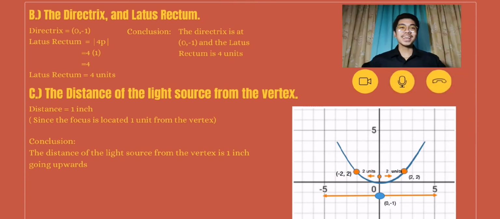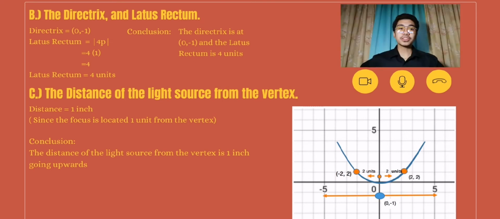For the letter C, it is pretty easy to find the distance of the light source from the vertex since we already solved for the focus, which is 1 unit away from the vertex. So the answer is simply 1 inch. Conclusion for letter C, the distance of the light source from the vertex is 1 inch going upwards.